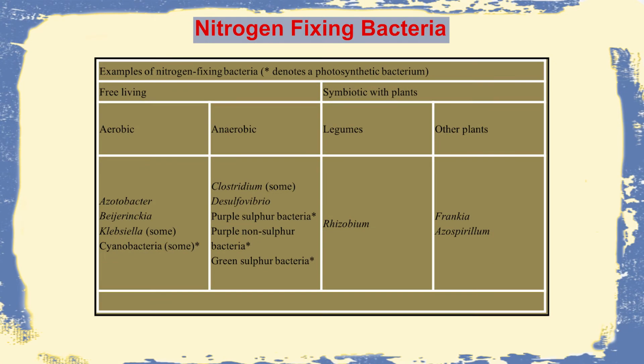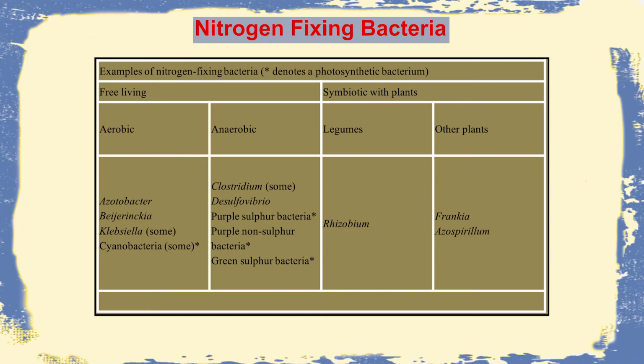Now, there are different nitrogen fixing bacteria. Broadly, they are classified as aerobic, anaerobic, legumes, and of course mixed bacteria present in hosts other than legume plants. The aerobic bacteria include Azotobacter, Beijerinckia, Klebsiella, of course not all of them, some of them are aerobic, and the cyanobacteria, some of which are also aerobic in nature. But the cyanobacteria do contain chlorophyll a, and so they are photosynthetic in nature.